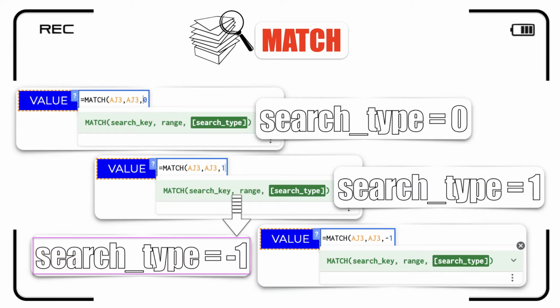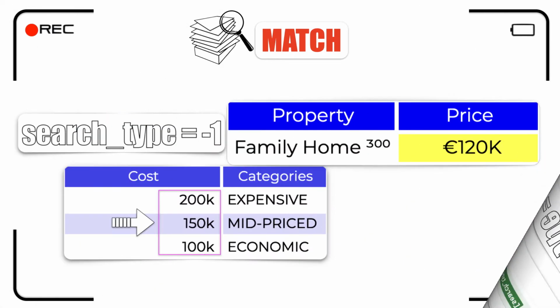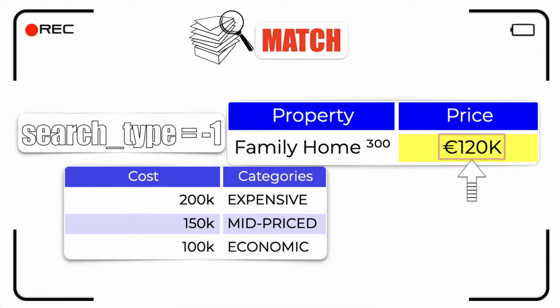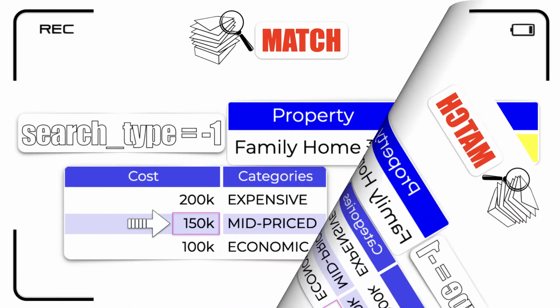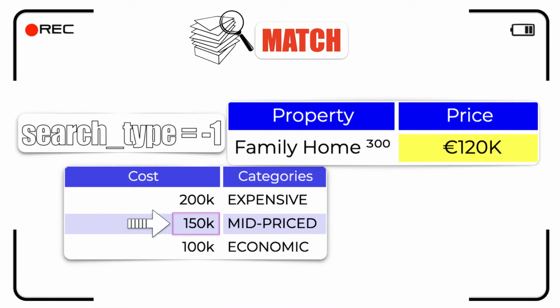When we set the search type to -1, the data should be in descending order. The match function checks if the value that we are looking for is less than the value in the first cell of the range. If it's true, it goes to the next cell till it hits a value in the range that is less than the value we are looking for. Then it comes back to the previous cell and returns the position of that cell.